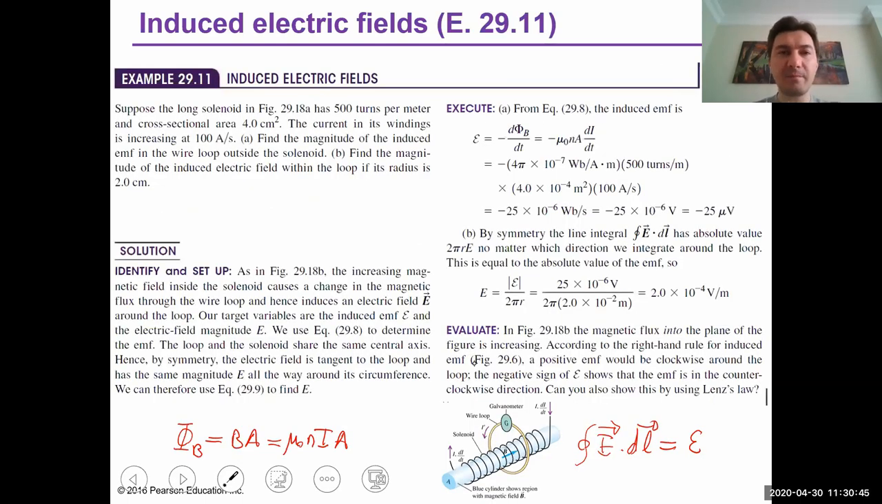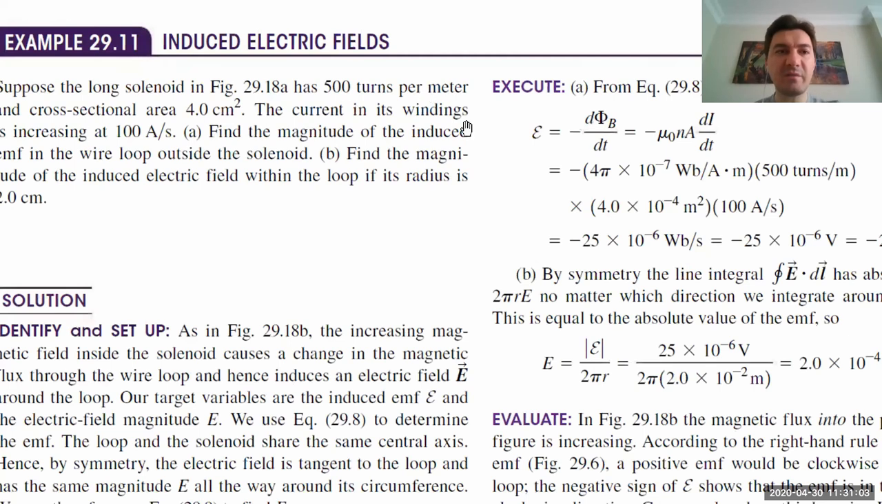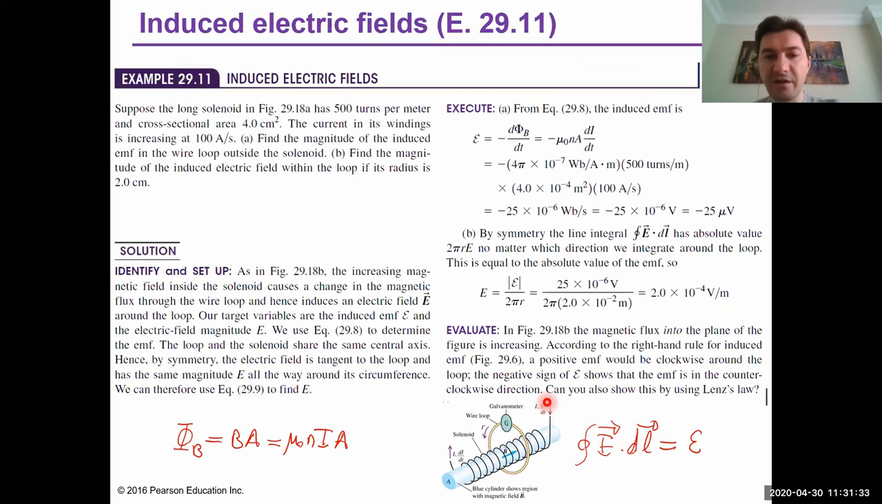Now let's continue with one example. Suppose the long solenoid here has 500 turns per meter and a cross-sectional area of 4 cm². This is the cross-sectional area of the solenoid, and the current in its windings is increasing at 100 amp per second. So here we have current in the solenoid, and this current changes with time. What is the question? Find the magnitude of the induced EMF in the wire loop.